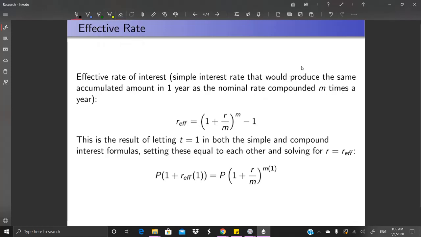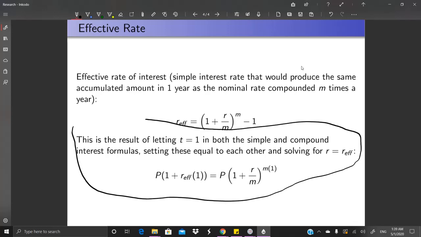That's effective rate. The effective rate is a simple interest rate that would produce the same accumulated amount in 1 year as the nominal rate compounded M times a year. The best way of explaining that is what I have at the bottom over here. We won't go too much into it, but we're looking at 1 year, which means that T is equal to 1.